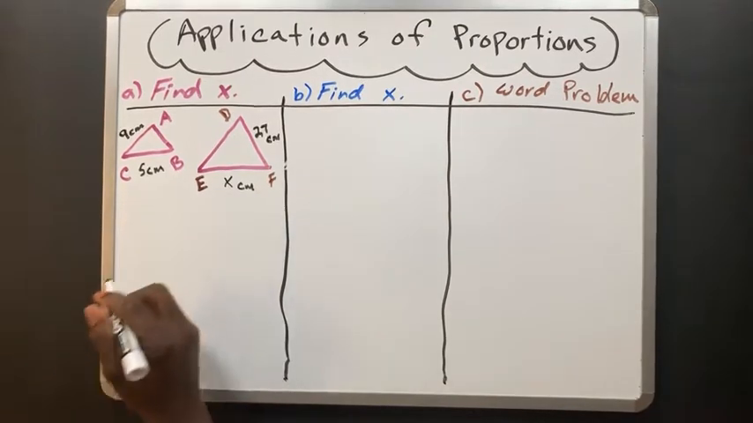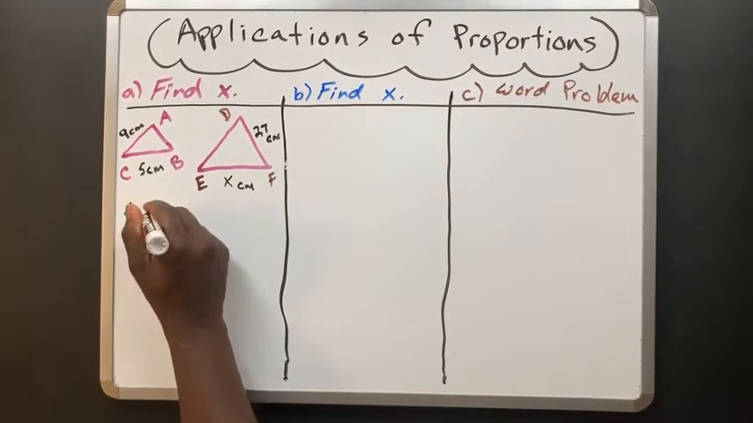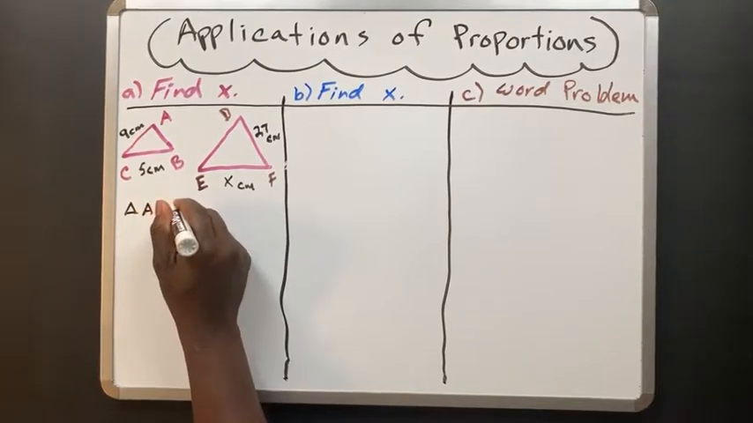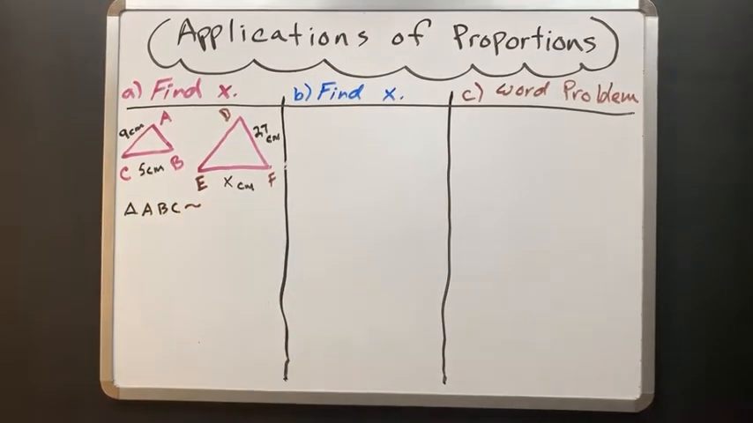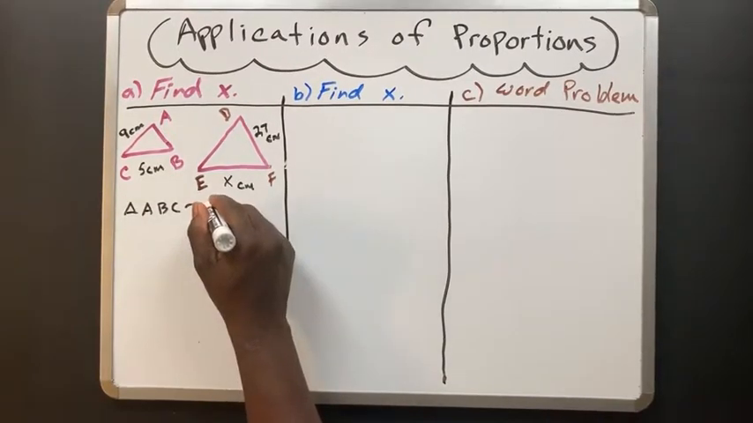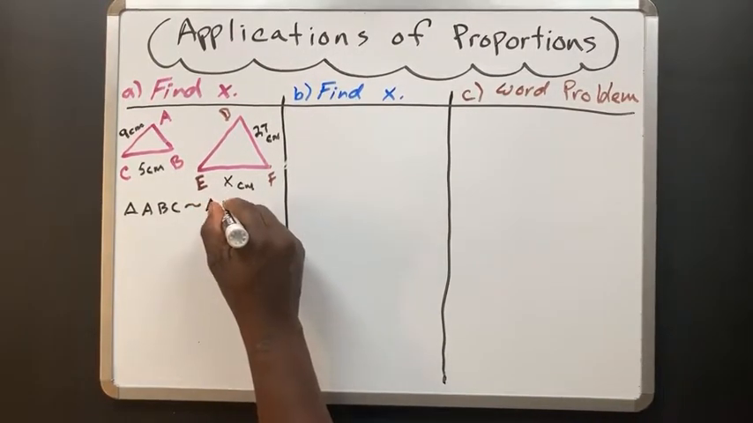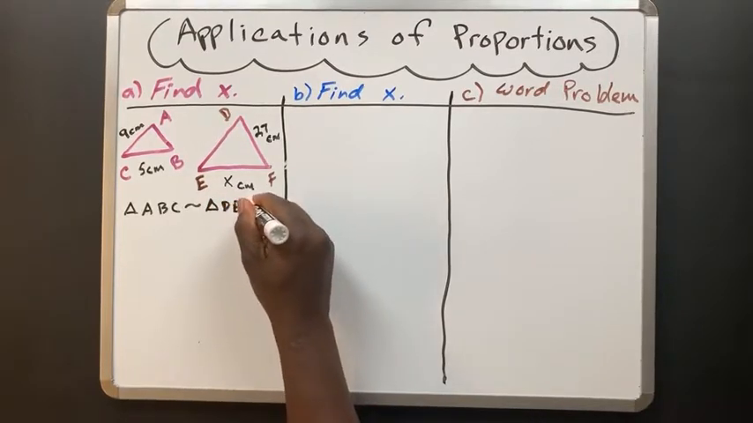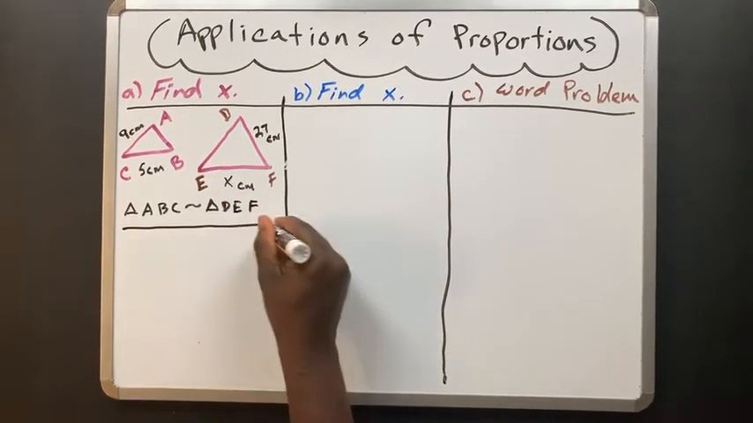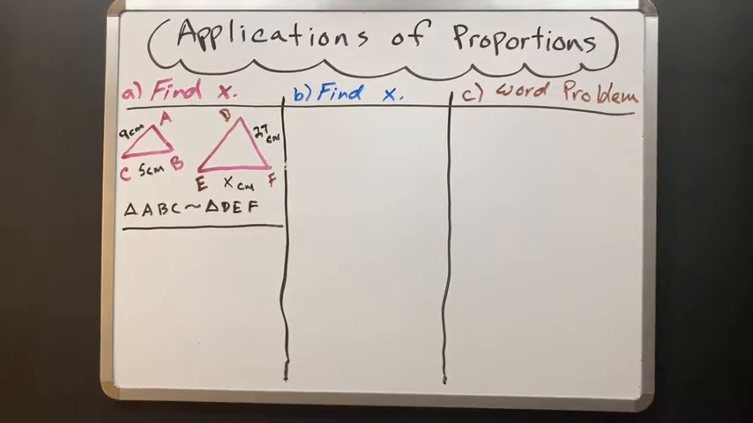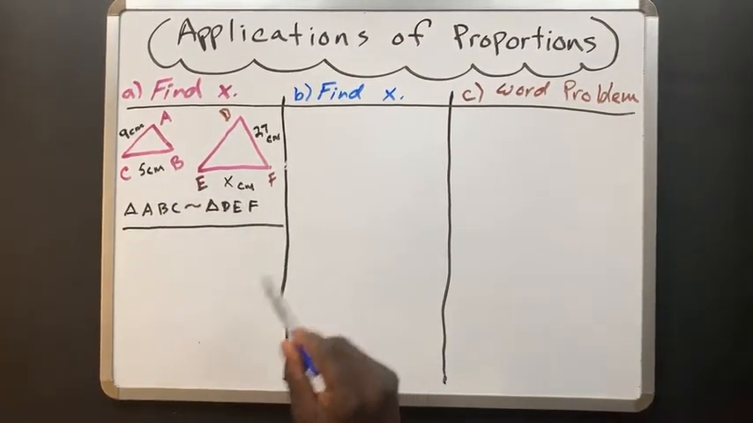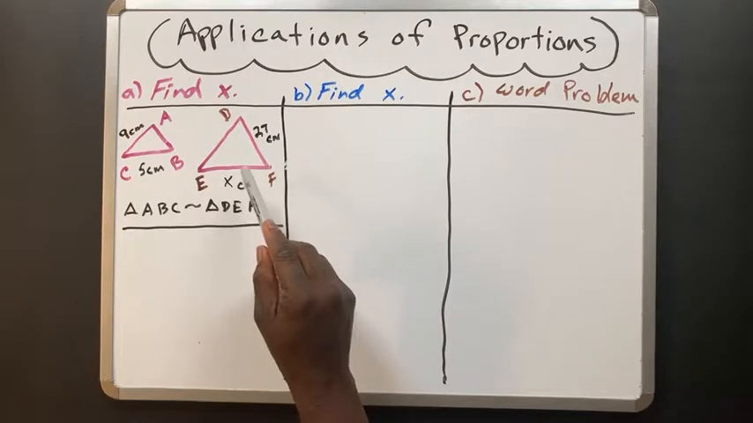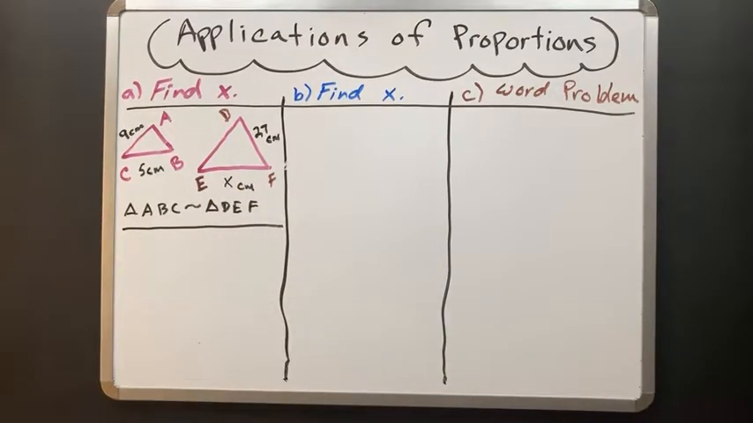Now, they give us some very important information I'm going to write down, and I'll explain it. They tell us that triangle ABC is similar, that is the symbol for similar, to triangle DEF. All right, this is our given information. That's why I put a line right there. All right, so we have triangle ABC similar to triangle DEF. All right.